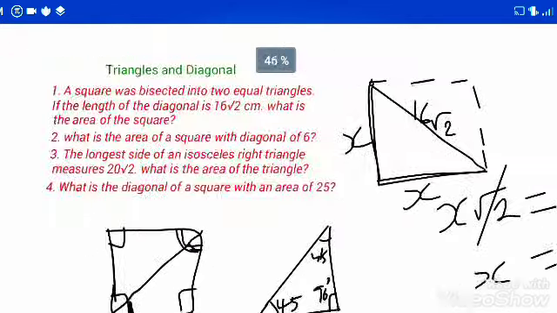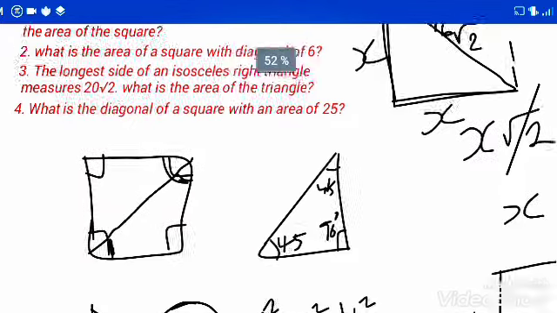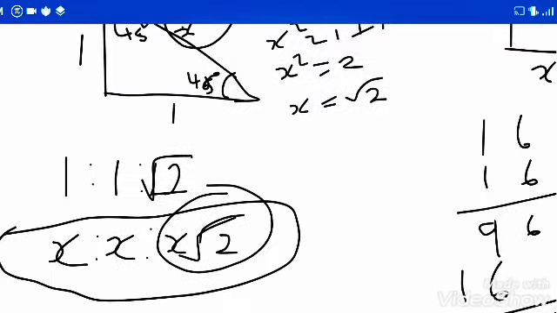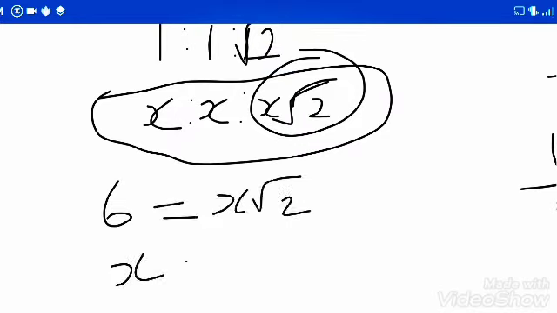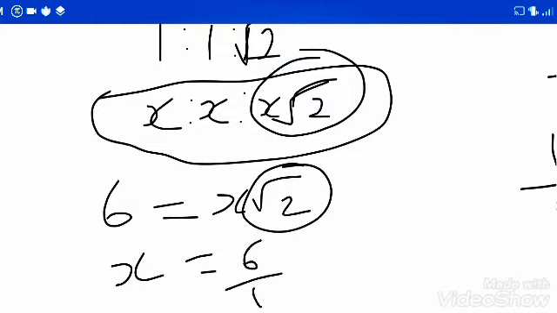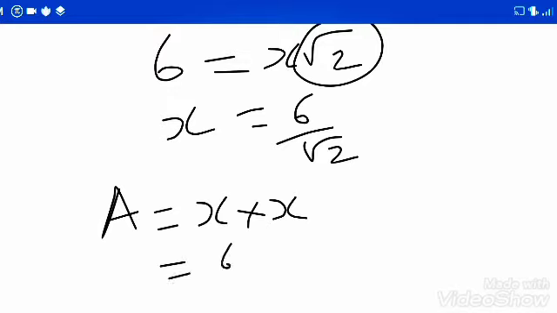Now the second question says, what is the area of a square with diagonal 6? It's still the same question. We've already noticed that the diagonal of a square is x root 2, so we're going to have 6 is equal to x root 2, meaning that x, when we divide both sides by root 2, is going to be 6 over root 2. Now the area of a square is x times x, which is length times breadth.